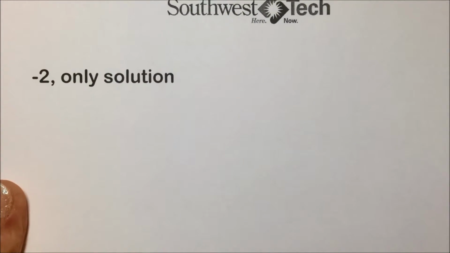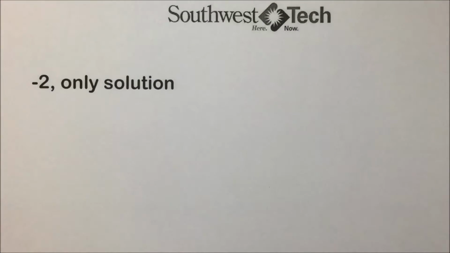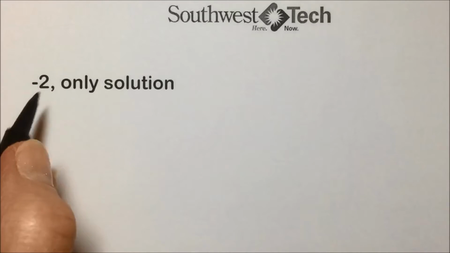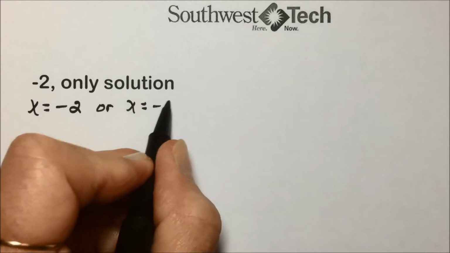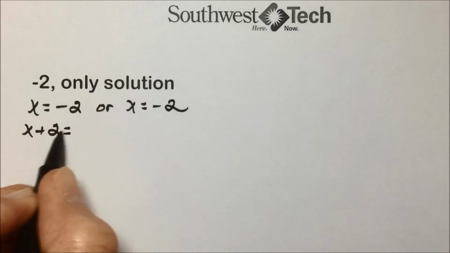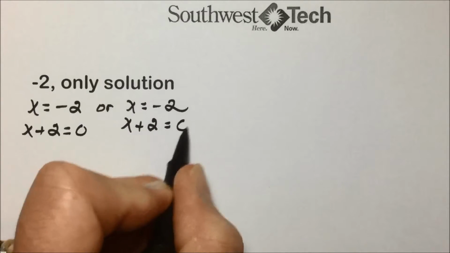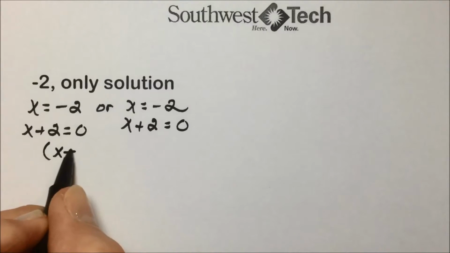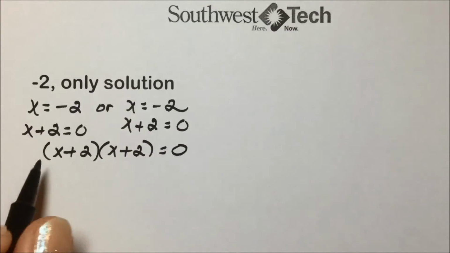In this example, they're giving us that we have only one solution, but the instructions were to create a quadratic equation. This just simply means that we have one repeated solution. And so x is equal to -2 or x is equal to -2. Same procedure, bringing those terms over and putting them in standard form. To the other side changes its sign. Multiply the two binomials together to create the original equation.